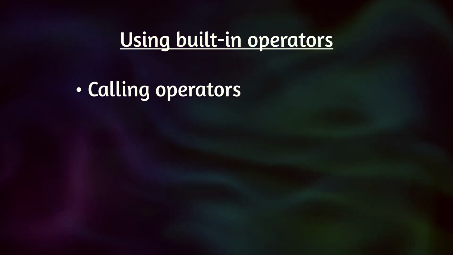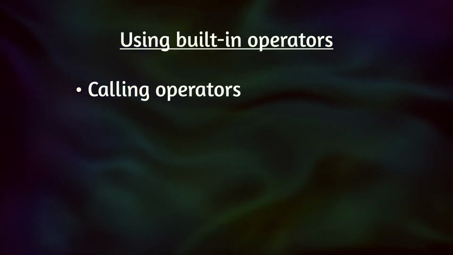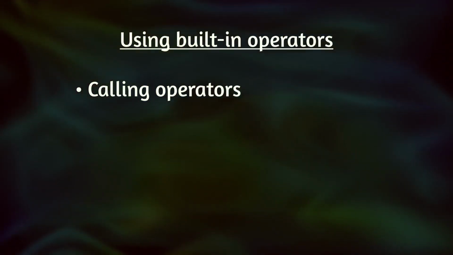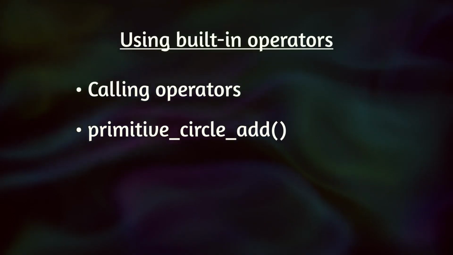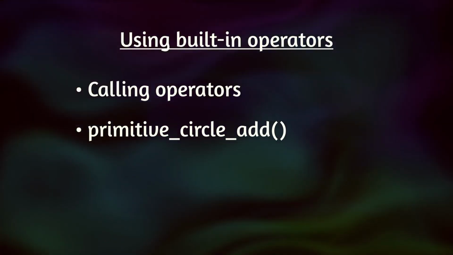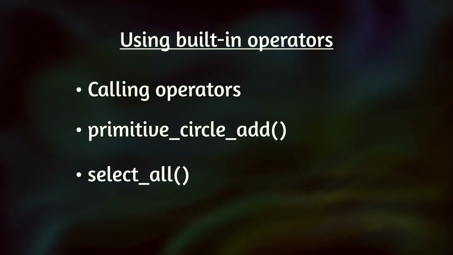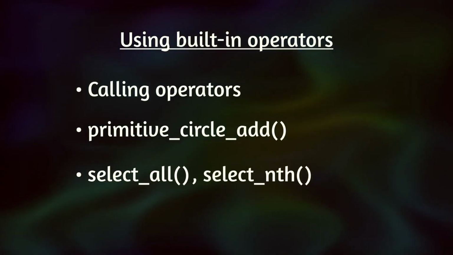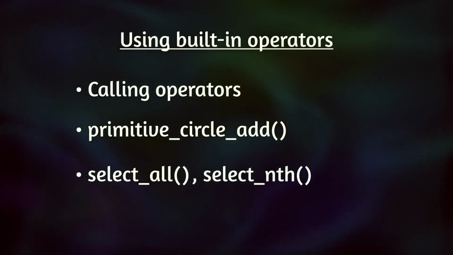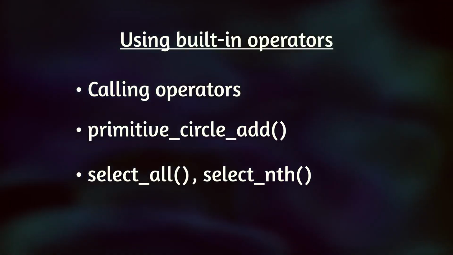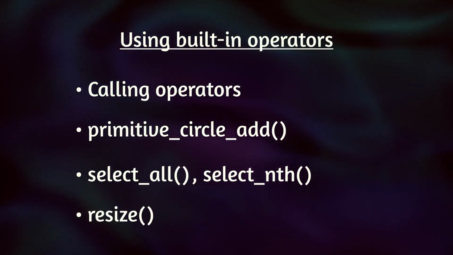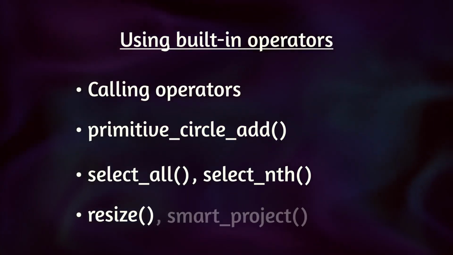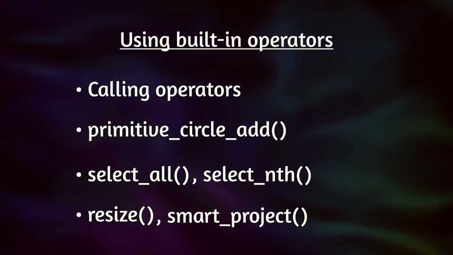Those operators power all the edit functions in Blender, among other things, but we can also call those operators from inside our own operator, and so mimic the steps that an artist would take to model a mesh. Operators like primitive circle add to add a circle mesh object to the scene, select all to select all its vertices, and the select nth operator, better known as the operator that powers checker deselect, to deselect every other vertex, so that the resize operator can then be used to scale the selected vertices, forming the star. And finally, we'll see how to use the smart project operator to create a proper UV map for our star.